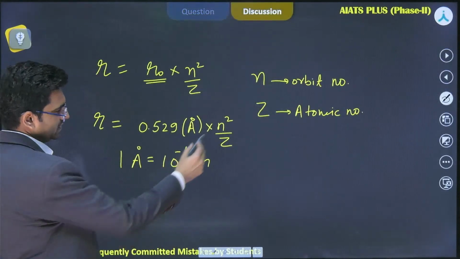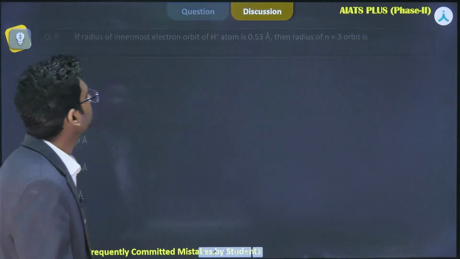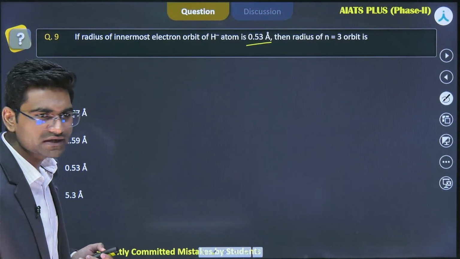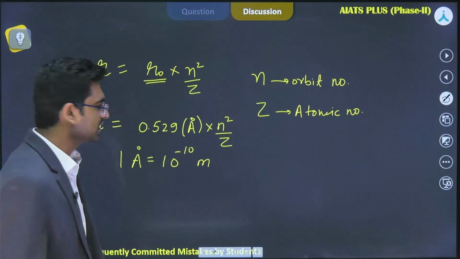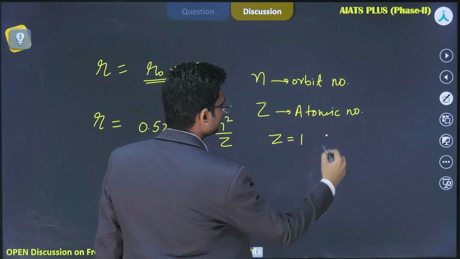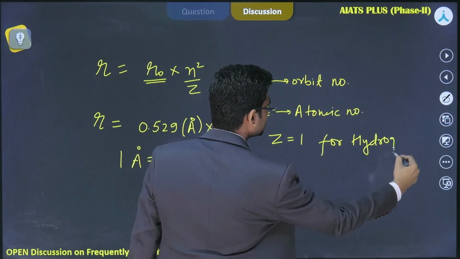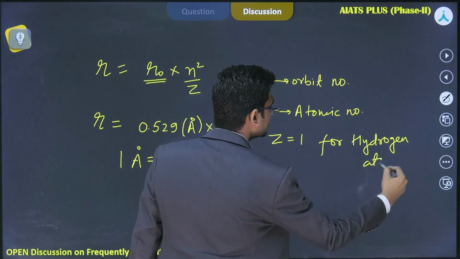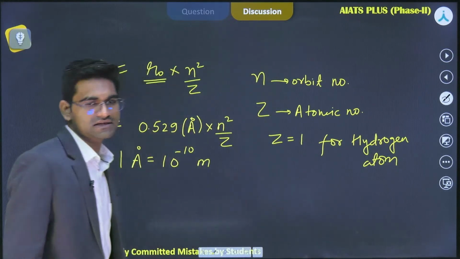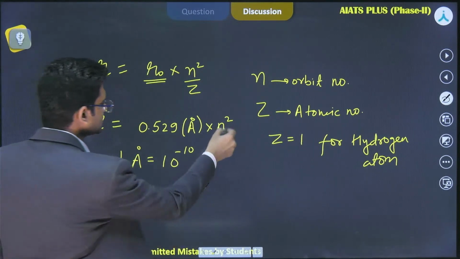Now radius of n equal to 3 orbit. Just put n is equal to 3, alright. What will be the value of z here? So we are dealing with hydrogen atom, right? So z is equal to 1 for hydrogen atom. Similarly, if we are dealing with helium, then we have to write z is equal to 2. That's it. So you have to write the correct numbers in these parameters.